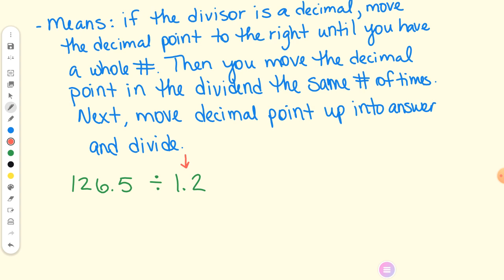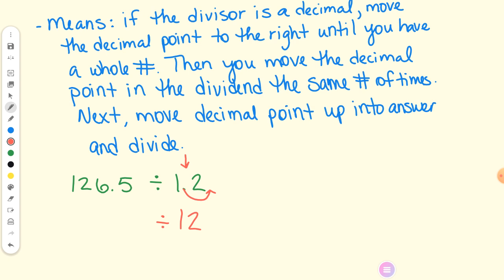Can our dividend be a decimal? Yes, that's just like last night's problem. Okay, so we look at our divisor first. We have to move our decimal point to the right until we get to a whole number. How many times am I going to have to move it? Once. I want to see your one loop. Show me I'm moving it one time. When I move it one time, what is my whole number? 12.